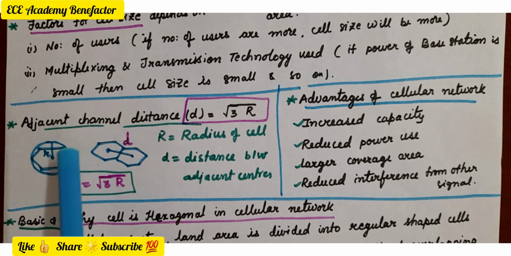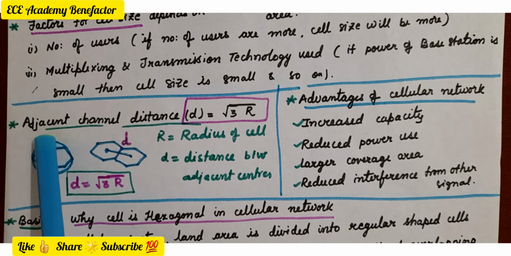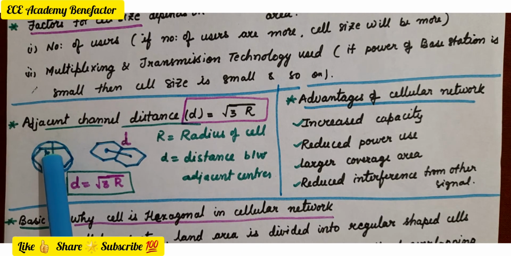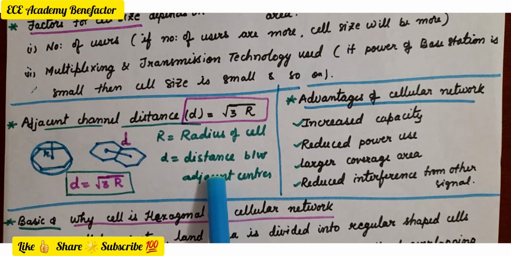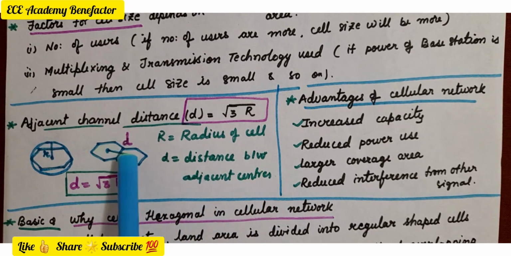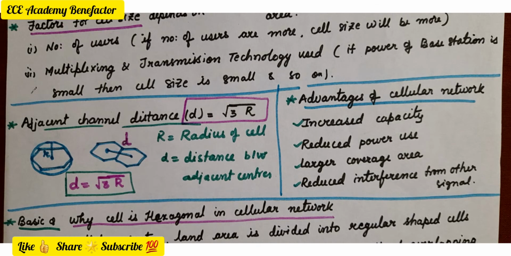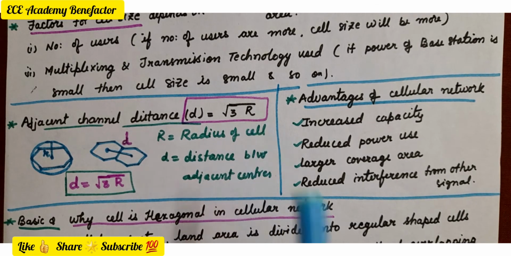So how to find the radius? If a cell is there and we draw a circle around it, and from the circumference to the center of the circle we draw a line, that is known as the radius. So we can find the distance between adjacent centers, that is, the distance between the centers of two adjacent cells. The distance between adjacent centers is given by root 3 r.